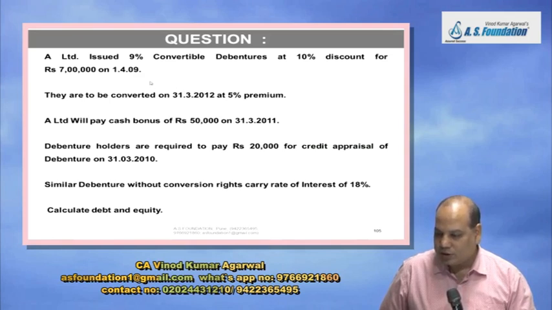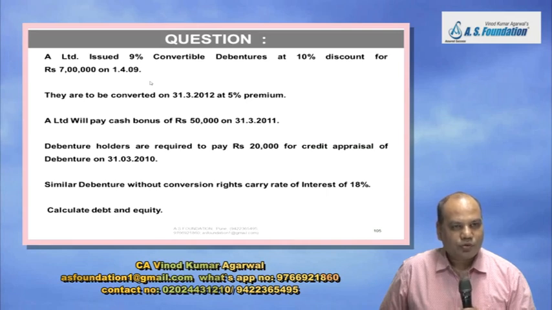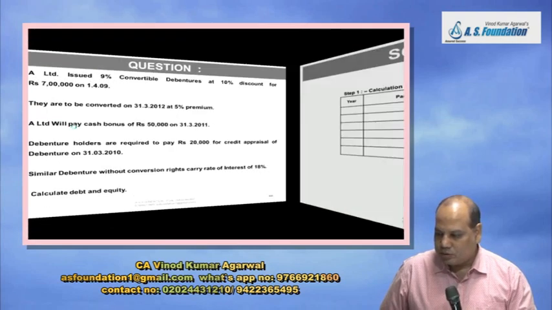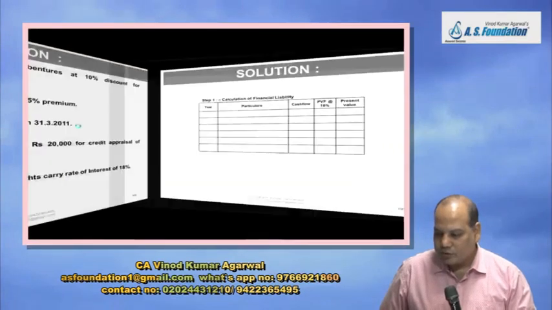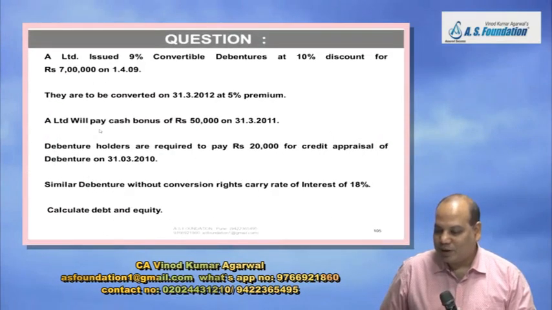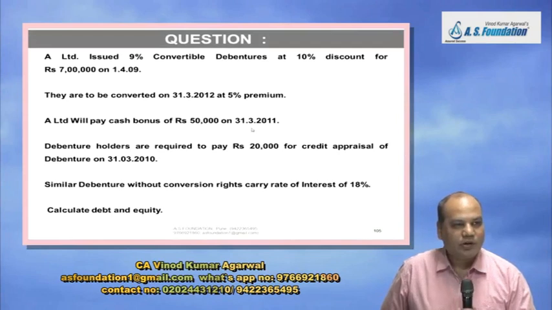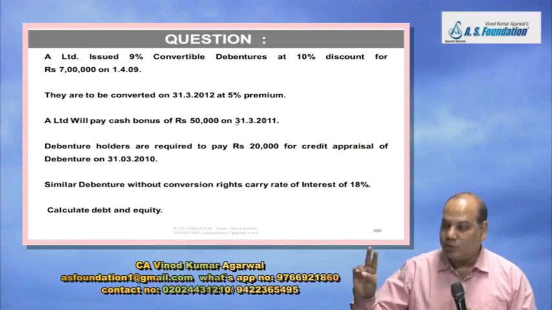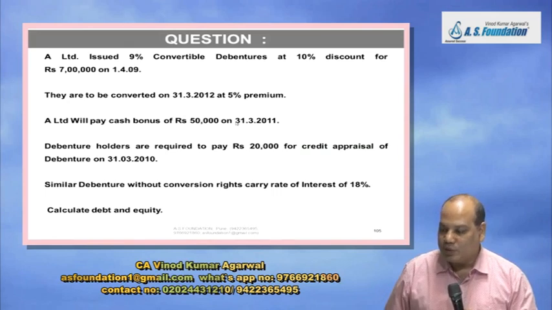2009-10, 10-11, 11-12, at 5% premium. A Limited will pay a cash bonus of 50,000 on 31st March 11. 31st March 11 means how many years from today? 2 years. So in year 2 you will make 2 payments, coupon payment and cash bonus.